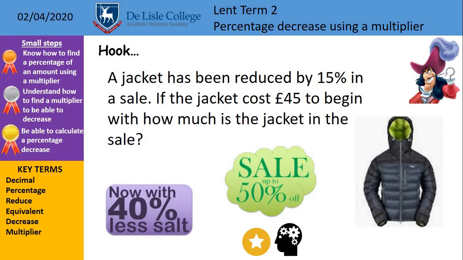So our hook question for today, well, our title is percentage decrease using a multiplier. So let's look at a real life example where we might need to decrease by a percentage. A jacket has been reduced by 15% in a sale. If the jacket cost £45 to begin with, how much is the jacket in the sale? To work out this question, we would firstly find 15% of £45, and then as we want to reduce by this, we will subtract it from the £45.